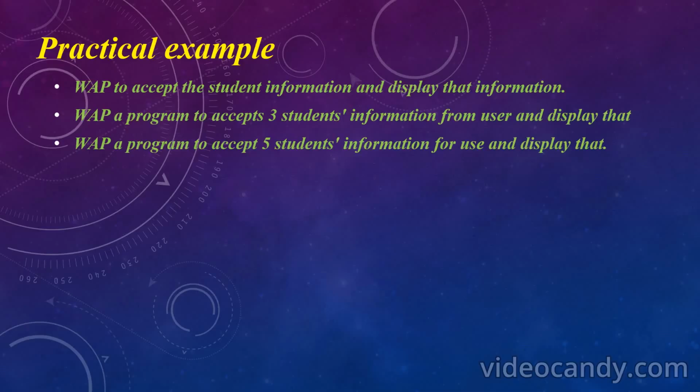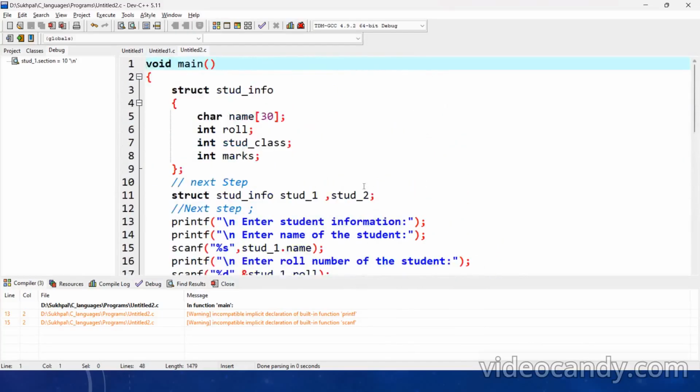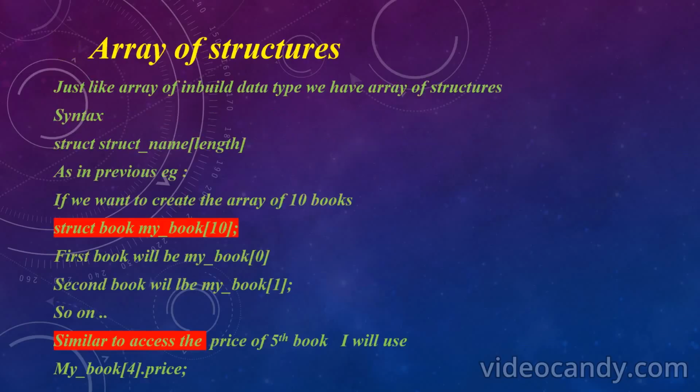So the next question is, same program, write a program to accept 5 students' information and display that. Now, let us suppose we want to enter the records of 100 students. So do we create 100 variables here, like student 1, student 2, student 3, student 4? No. So how will we do that? We will create an array of structures. Let's discuss that.